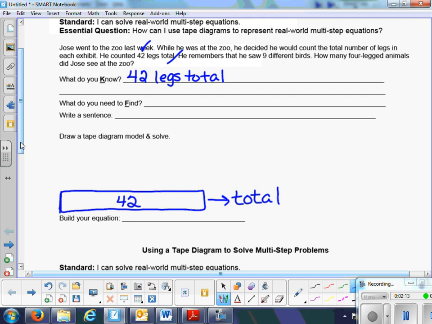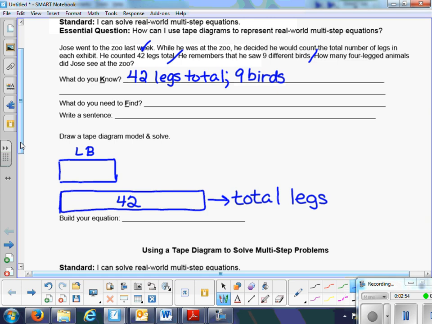He remembers that he saw 9 different birds. I'm going to stop. That's important information. I'm going to draw a box smaller than my total box because I know this is part of the legs that he saw. This is going to represent the legs of the birds. I'm going to put legs down here just to remind me that's what we're counting. I'm also going to put that in what do I know. I know that there were 9 birds.